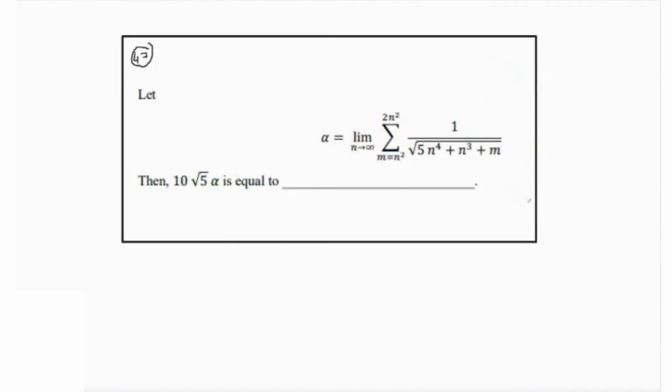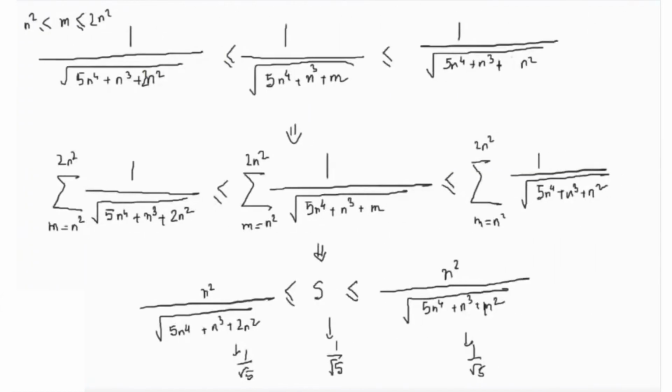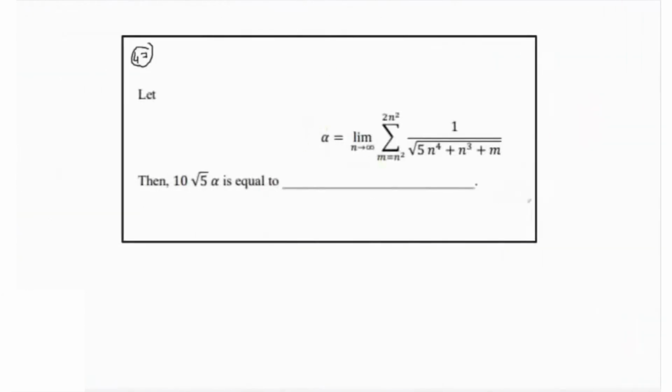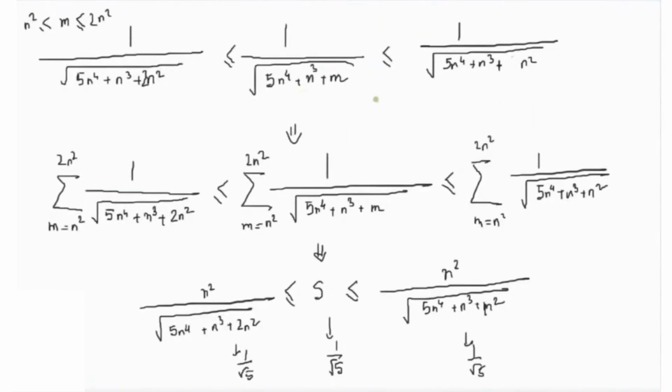So let's explore this. Observe that for this initial term, m is between n square and 2n square. So this term is less than or equal to, if you replace m by n square, and greater than or equal to the term with 2n square. Because this is larger than this, the inverse of it will be smaller than this, and vice versa. Similarly, you do the same out here, and you just take the summation now.